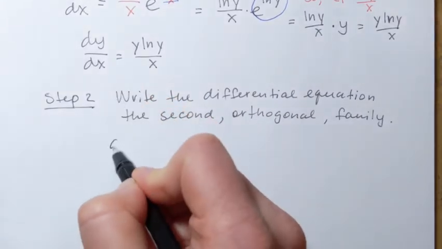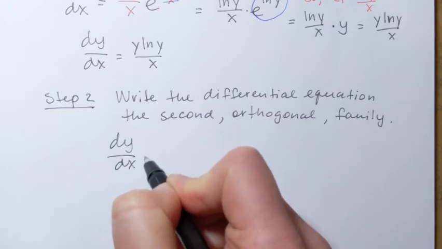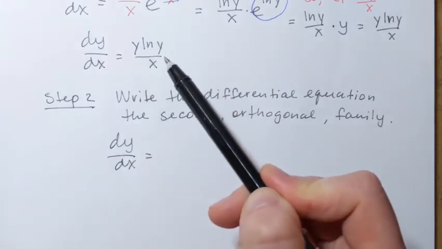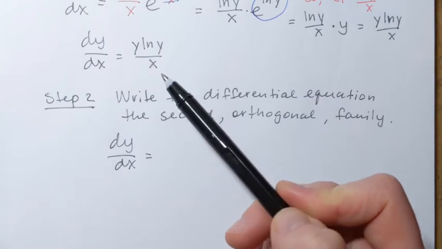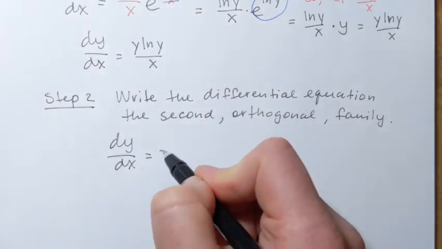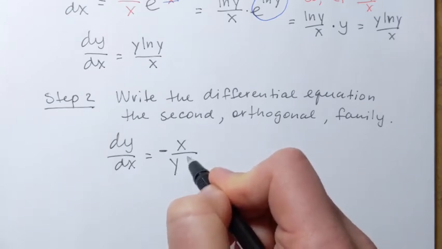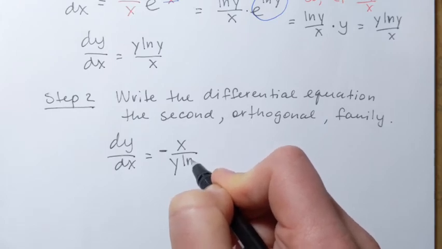It's going to look like this. dy/dx equals the negative reciprocal, so I have to flip this quotient and then change the sign. So since it's positive, it's going to become negative, and it's going to be negative x over y ln of y.